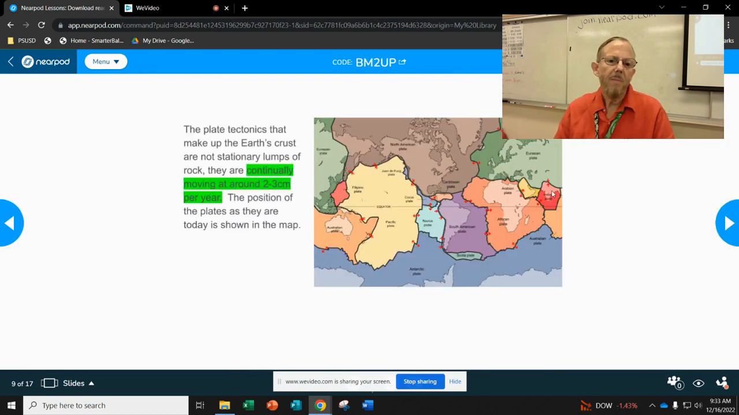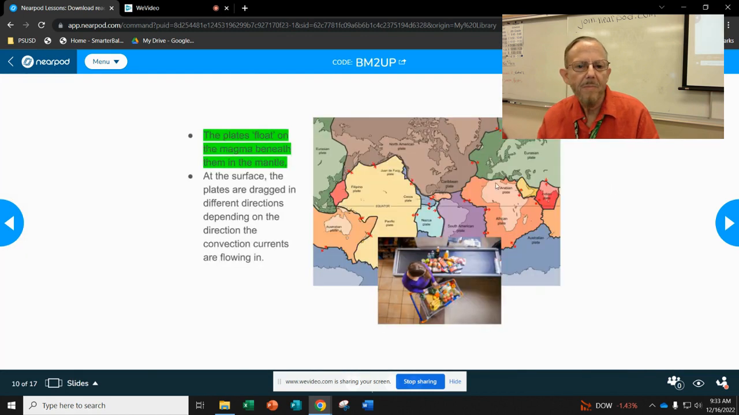The tectonic plates that make up the Earth's crust are not stationary lumps of rock. They are continually moving at about 2 to 3 centimeters per year. Here's the position of the plates as they are today. The plates float on the magma beneath them in the mantle. At the surface, the plates are dragged in different directions depending upon the direction the convection currents are flowing in. So it's the convection currents that drive the plate motion.